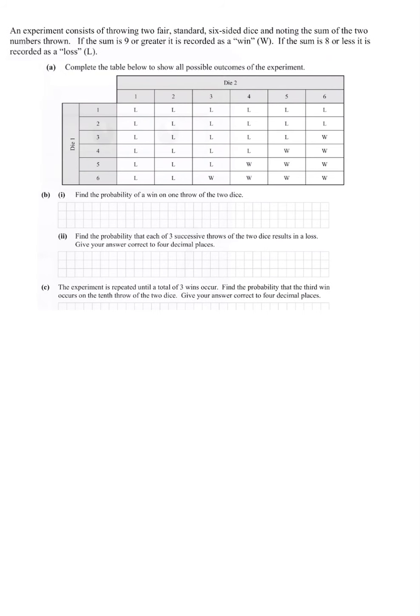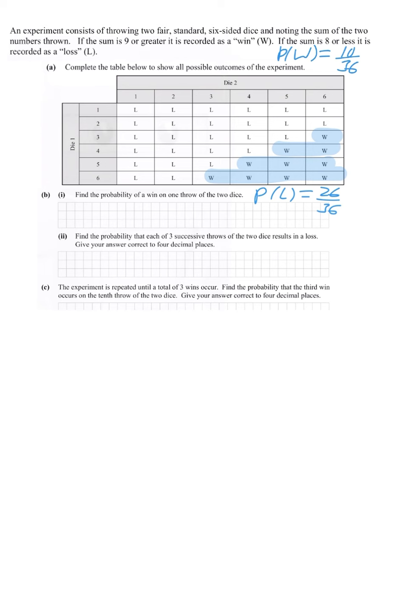So you can see there, we have the wins are all here. So we have 10 chances of winning there. So the probability of a win is 10 out of 36, because 36 is the total amount of outcomes. That means the probability of a loss is 26 out of 36.